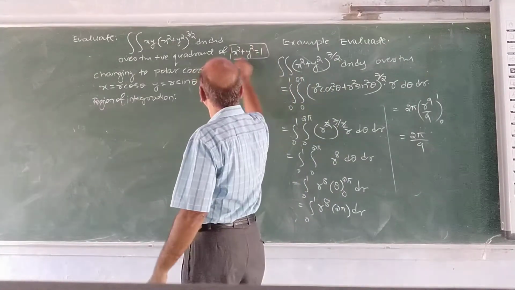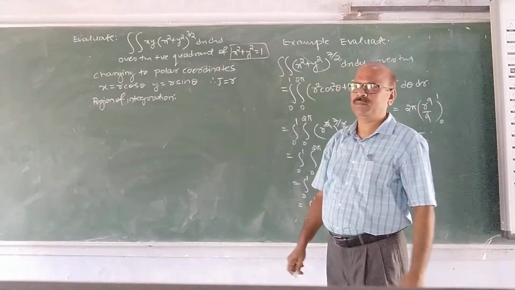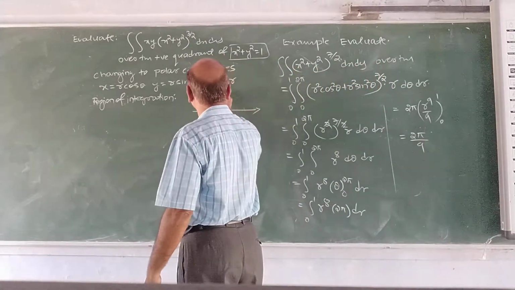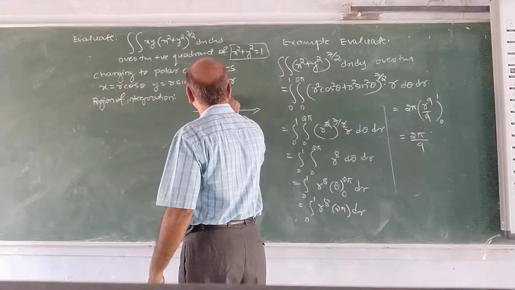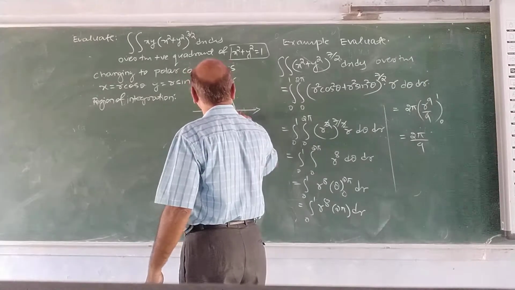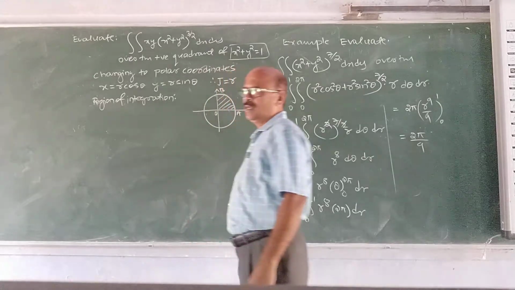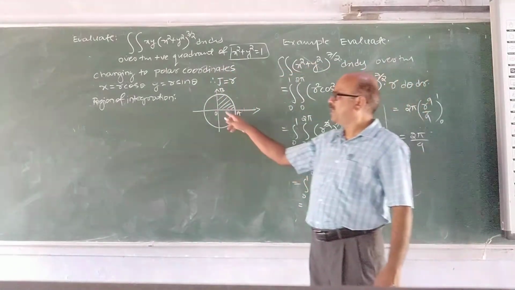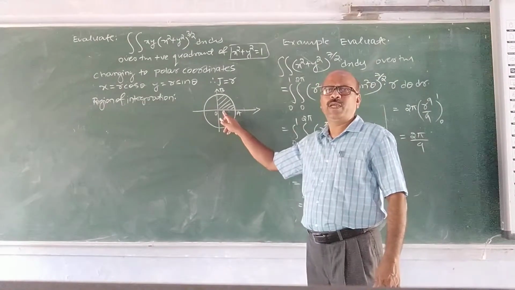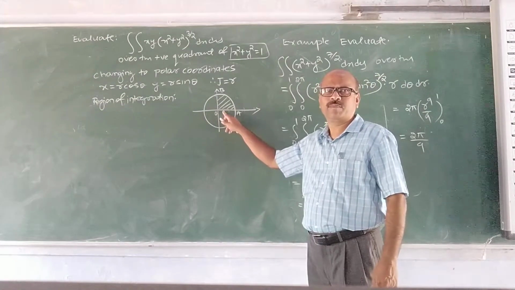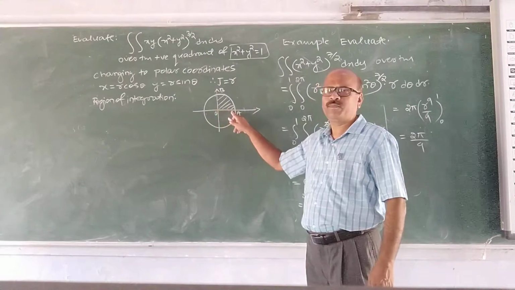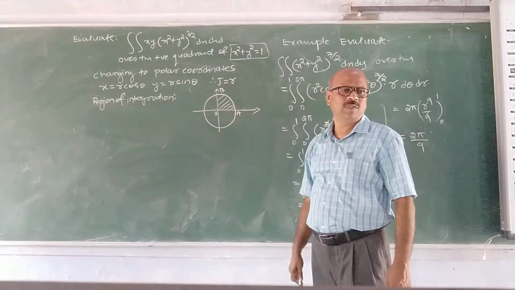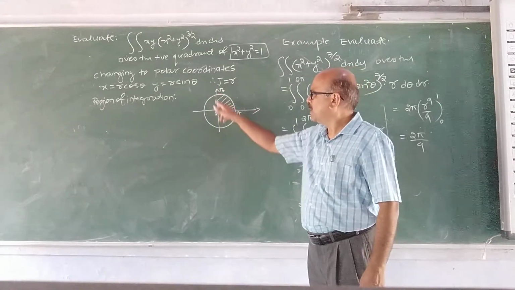Positive coordinate of this x square plus y square is 1. Positive coordinate means first quadrant. You have to take the region of integration as this OAB. In the xy plane, how do x and y vary here? x varies from 0 to 1, y varies from 0 to root 1 minus x square, 0 to, because one limit is 0 here.